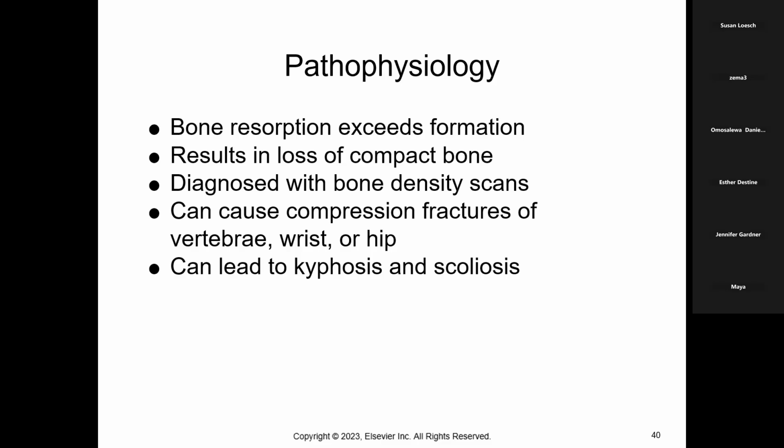This is your older adult. It can also lead to kyphosis, which is where they have that hump on their back. And that kyphosis can lead to problems with breathing because now it's pressing on the lungs. And scoliosis, which is that S shape.